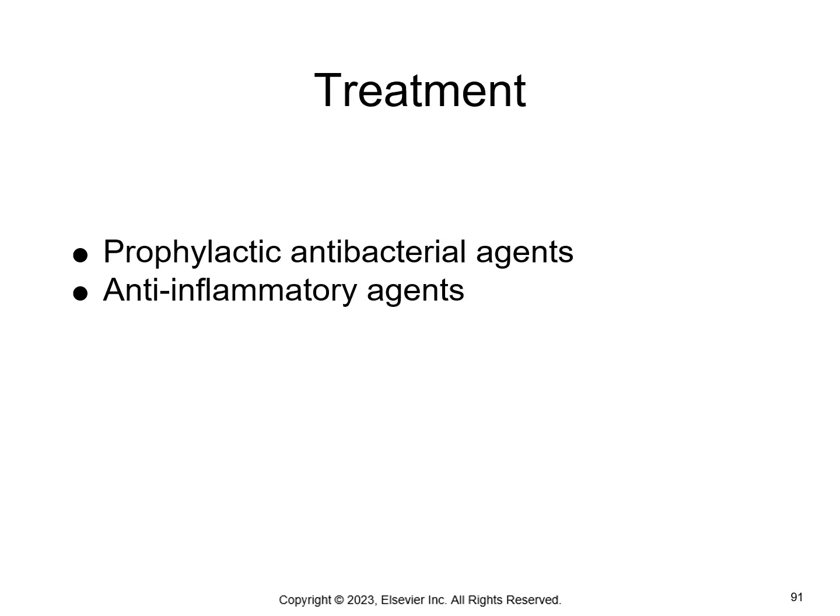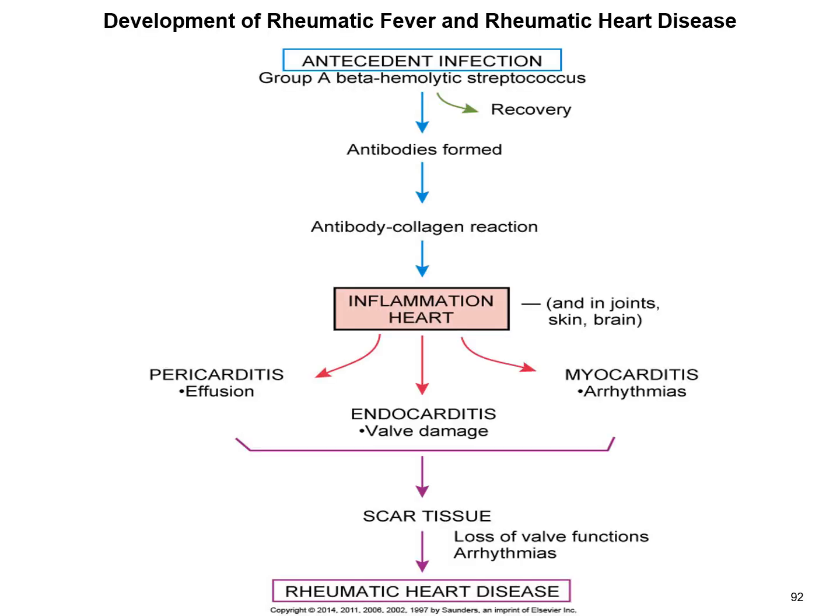All right, so lifetime prophylactic, antibacterial, and anti-inflammatory agents. Again, we're talking about development of rheumatic fever and rheumatic heart disease and how it progresses. First you have that antecedent infection, that group A beta hemolytic streptococcus, like pharyngitis, tonsillitis. Some people recover. Other people, antibodies are going to be formed. This antibody collagen reaction can occur from those antibodies.